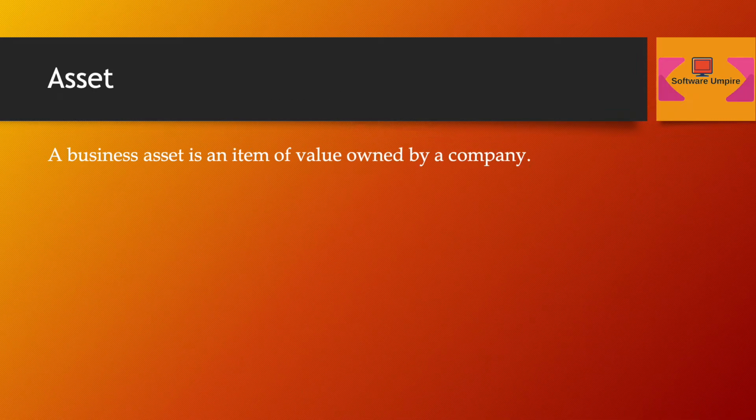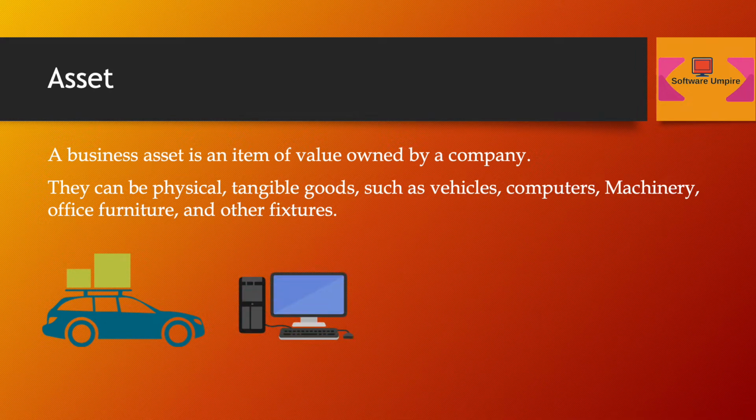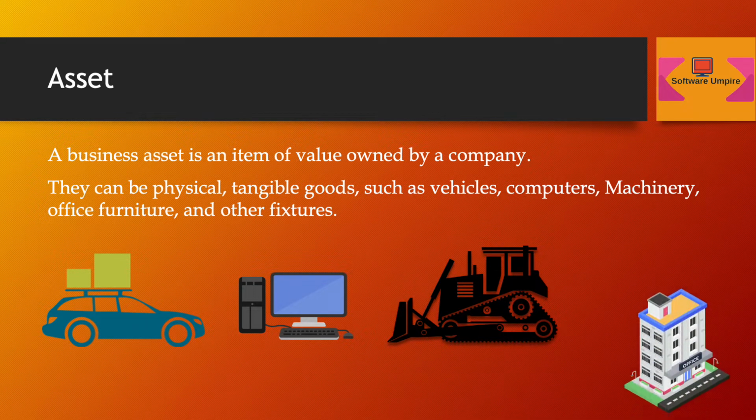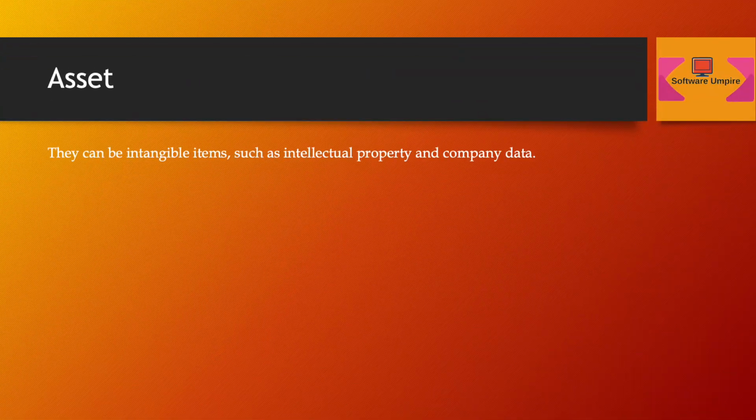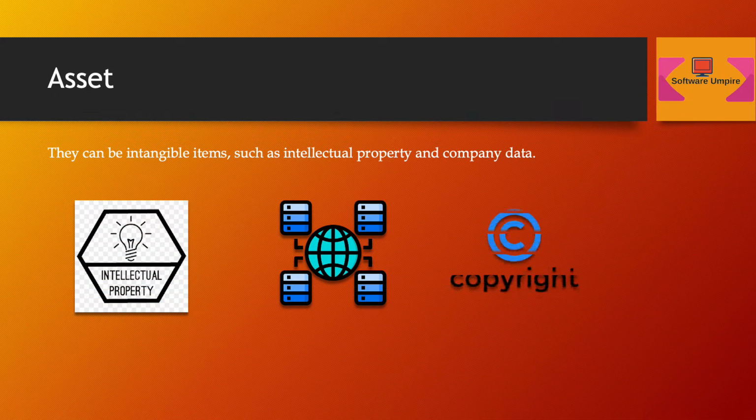A business asset is an item of value owned by a company. They can be physical, tangible goods, such as vehicles, computers, machinery, office furniture, and other fixtures. Assets can also be intangible items such as intellectual property, company data, and company trade secrets.